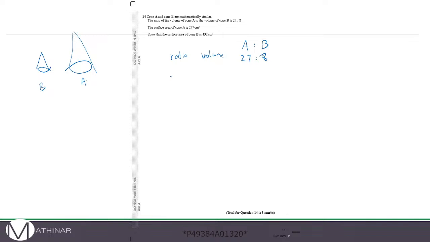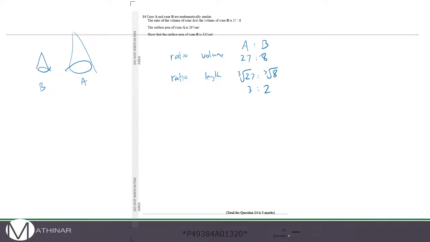Now from here we can work out the ratio of length. Normally we get the ratio of length and we are asked to work out the ratio of volume. But in this one we're going the other way around. So to go from length to volume we cube everything. To go from volume to length we cube root everything. So cube root of 27 is 3, cube root of 8 is 2. So the ratio of length is 3 to 2.